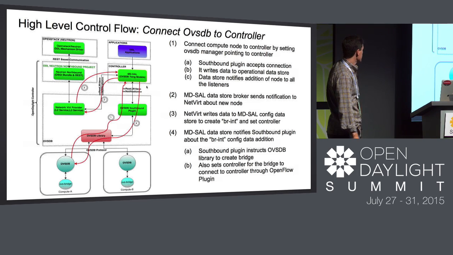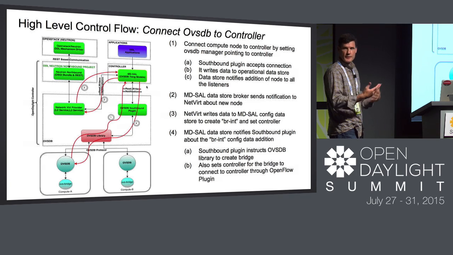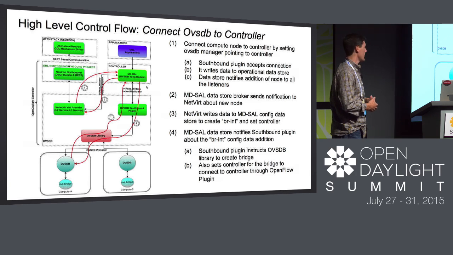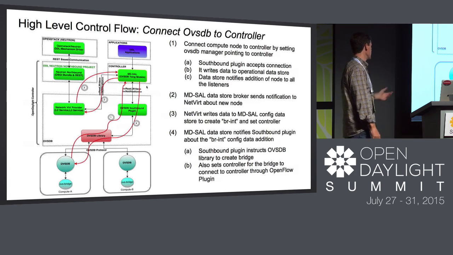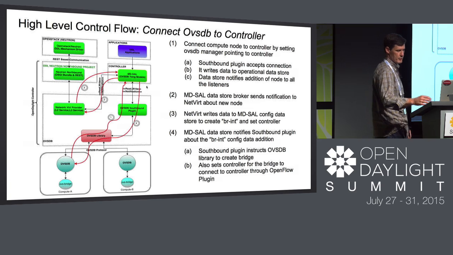And so the very first thing it'll do is turn around and say, okay, well, everybody that's used OpenStack knows there's always that integration bridge on all the OVSDB nodes. So that's what it'll write back into MD-SAL, the configuration. It'll say create the integration bridge. And that comes down step 4, through the southbound plugin, through the library, down to the node to tell OVSDB to create that bridge.